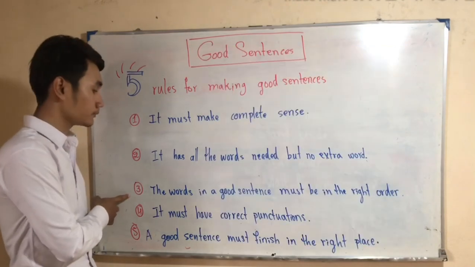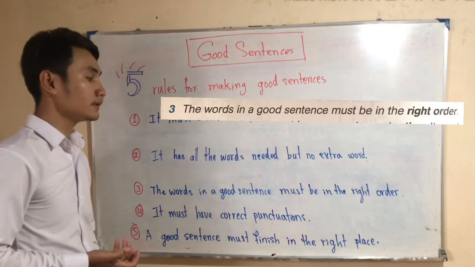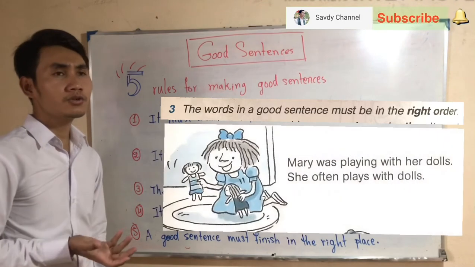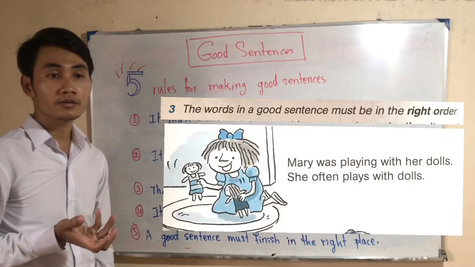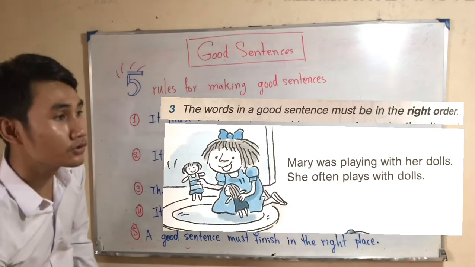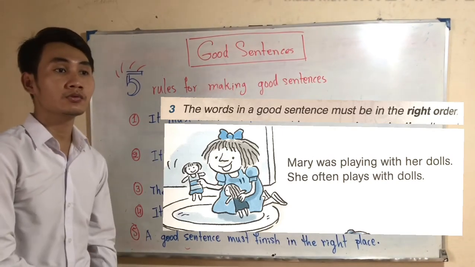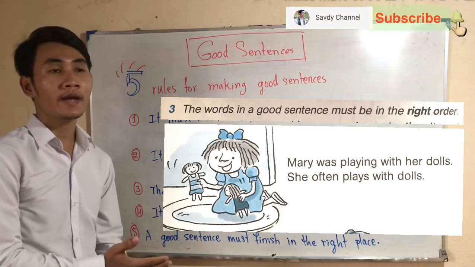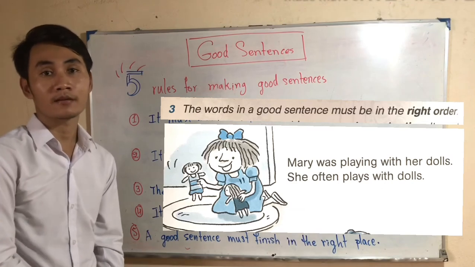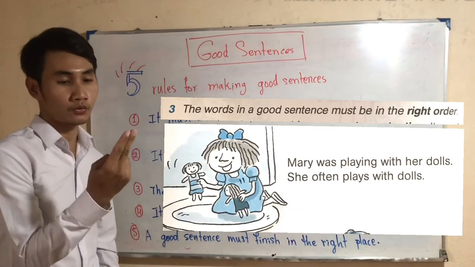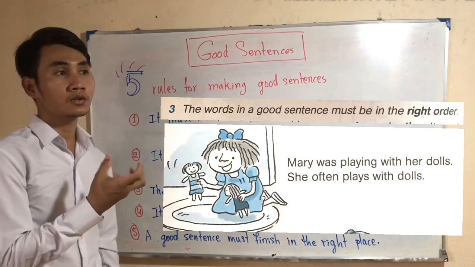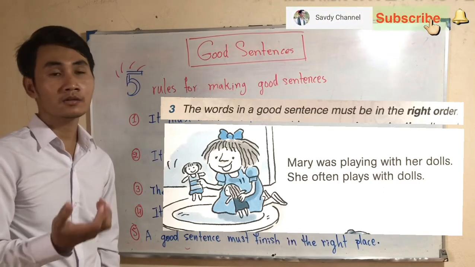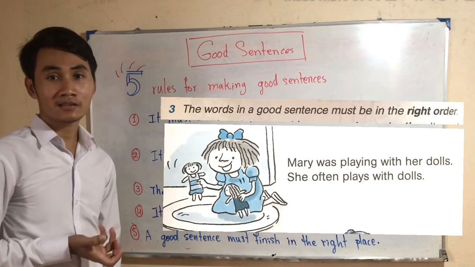Rule number 3. The words in a good sentence must be in the right order. Let's look at the previous video that I taught you, about how to use adjectives and nouns. If you cannot tell where the place of the adjective is and where the place of the noun is, and you don't know where to use them, maybe you're not in the right order.